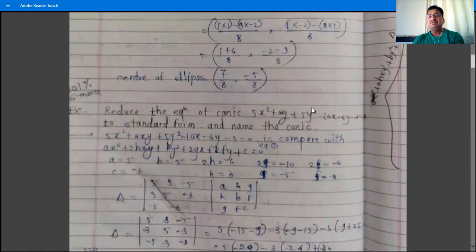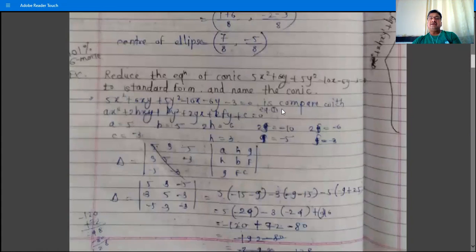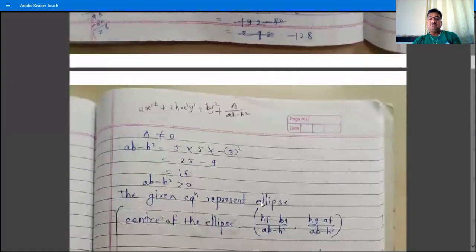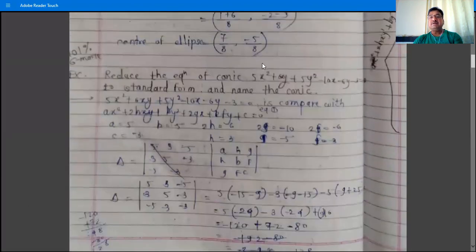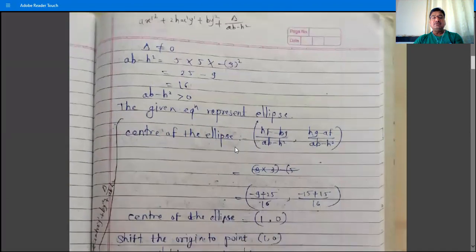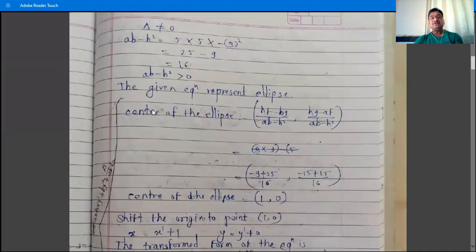Now we have to reduce this equation to standard form. What is the standard equation of ellipse? The standard equation of ellipse is in the form x²/a² + y²/b² = 1. So we have to reduce this equation to the standard form, that is x²/a² + y²/b² = 1 in this form. Okay. So in order to reduce this equation to standard form, first find the center of the conic and shift the origin to the center of the conic.